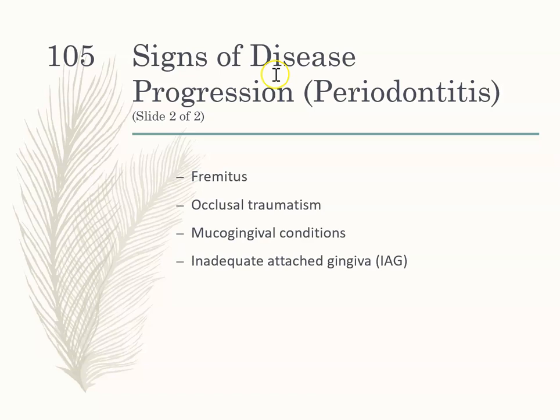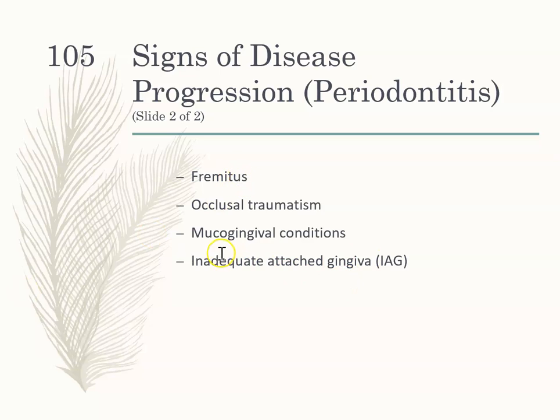Okay, so what are some more signs of perio? Fremitus. Fremitus is the vibration or movement of teeth. When you put a gloved finger on your client's teeth and get them to tap, if you feel any vibration on their teeth, on their maxillary incisors for example, that's a sign that something could be going on. So it's the vibration of the teeth.